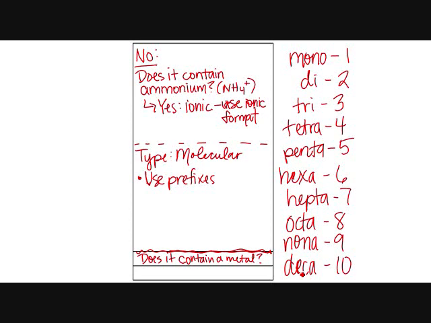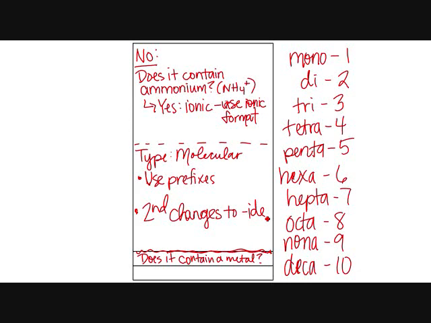Okay, so include these prefixes so you don't forget them. You don't accidentally put like 5 for hepta because you messed up. All right, and also remember on molecular that the second element changes to an IDE ending. So like we call it carbon dioxide, not carbon dioxygen. Okay, so that is all we figured out. Now we know what to do if it's ionic, what to do if it's molecular, and what to do if it's an acid.